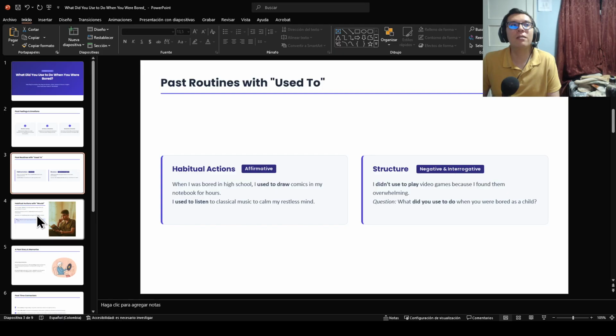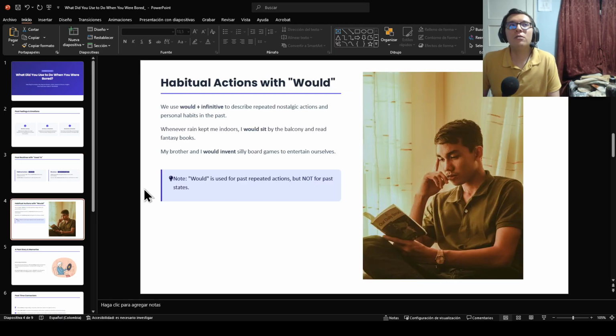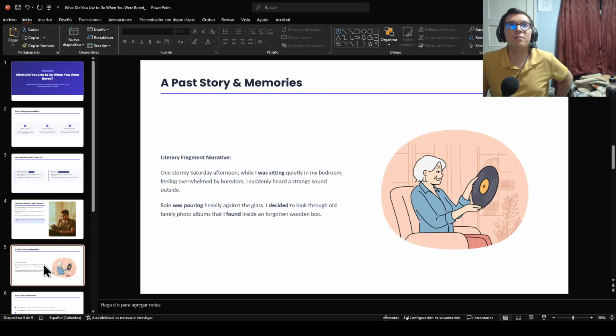Tell me about it. Habitual actions with would. We use would plus infinitive to describe repeating nostalgic actions and personal habits in the past. Whenever rain kept me indoors, I would sit by the balcony and read fantasy books. My brother and I would invent silly board games to entertain ourselves. Would is used for past repeating actions, but not for past states.